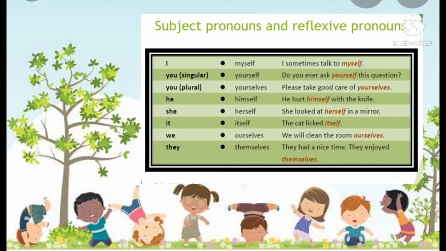We is changed to ourselves. As you can see children, it is changed to VES because we is plural pronoun. We will clean the room ourselves. Next one is they. They is changed to themselves. They had a nice time. They enjoyed themselves. So this is how children reflexive pronouns are used.